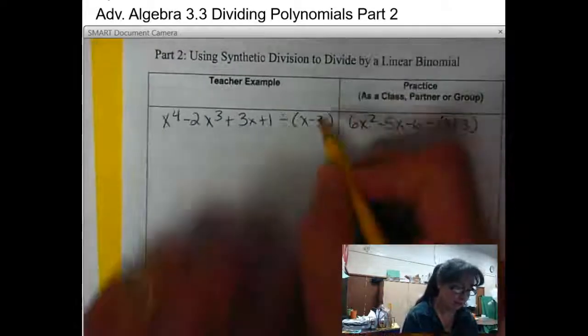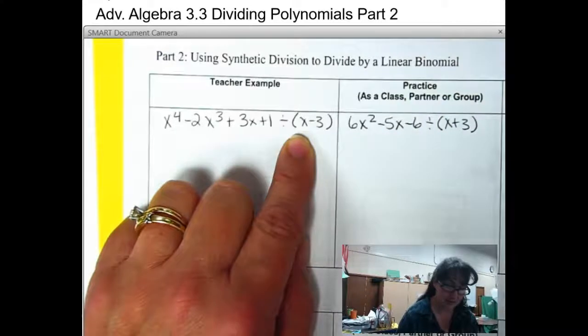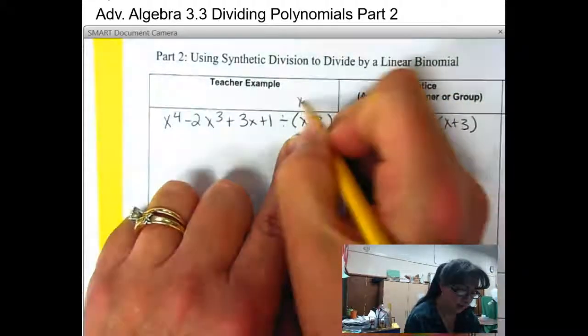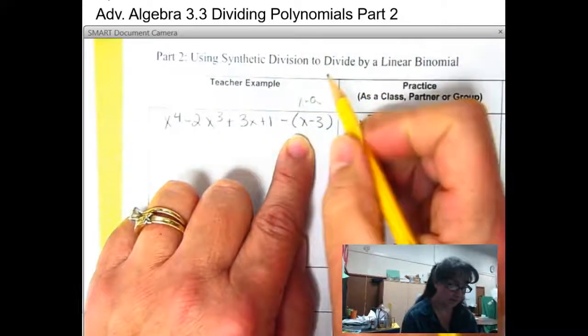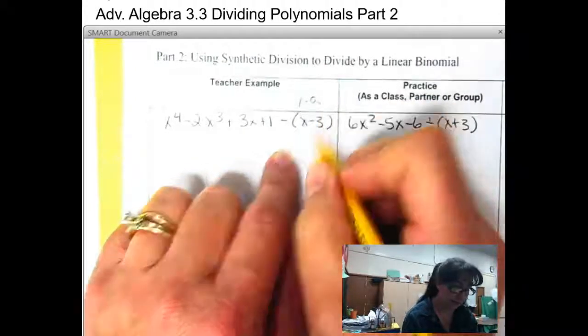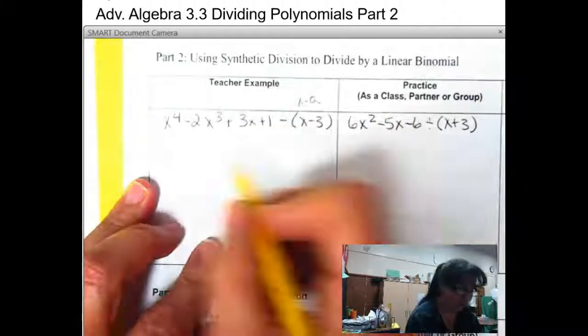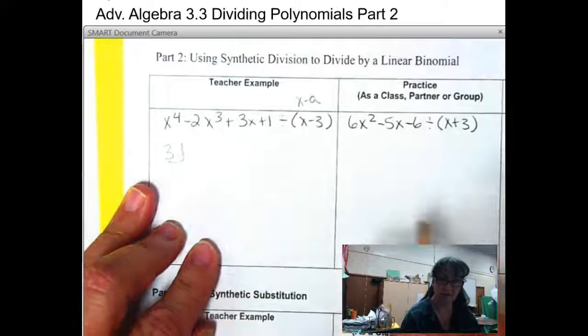So what we have to do here is realize that our divisor is always x minus a, right? So here, x minus 3, we know that a is equal to 3. So that's the first thing we have to find. So a is equal to 3. We write it in a corner over here, okay?